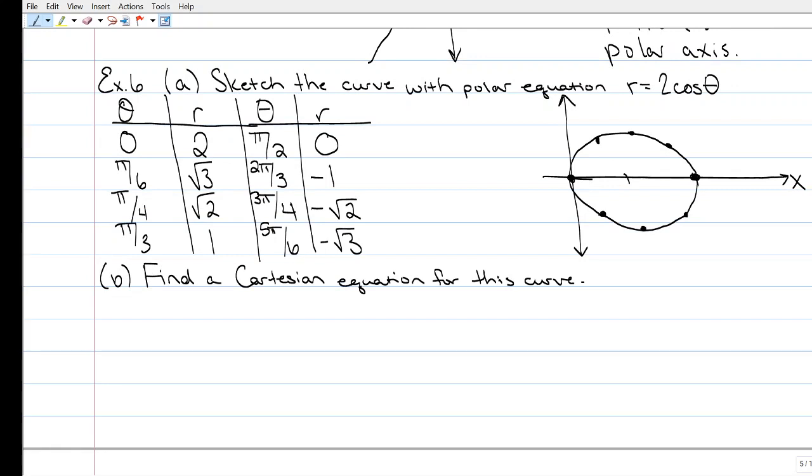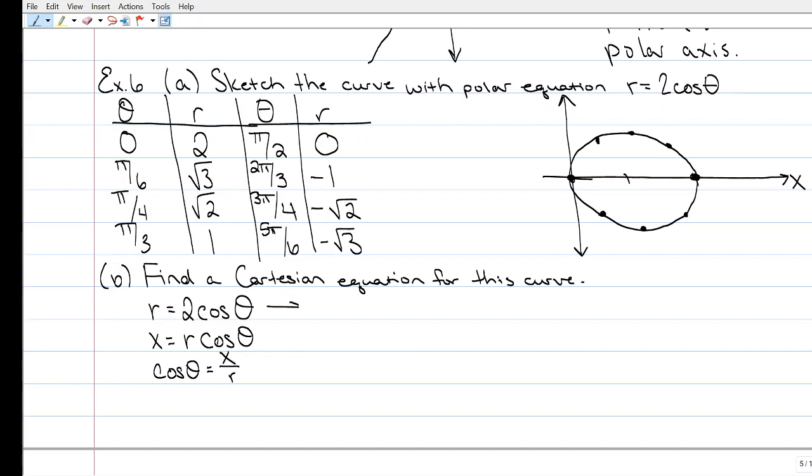Part B, find a Cartesian equation for this curve. So we could either take a look at our curve and write the Cartesian equation, remembering rules from college algebra, or we could do it algebraically. So we have r equals 2 cosine theta for our equation. So we know that x is supposed to equal r cosine theta, or in this case, cosine theta is equal to x divided by r.